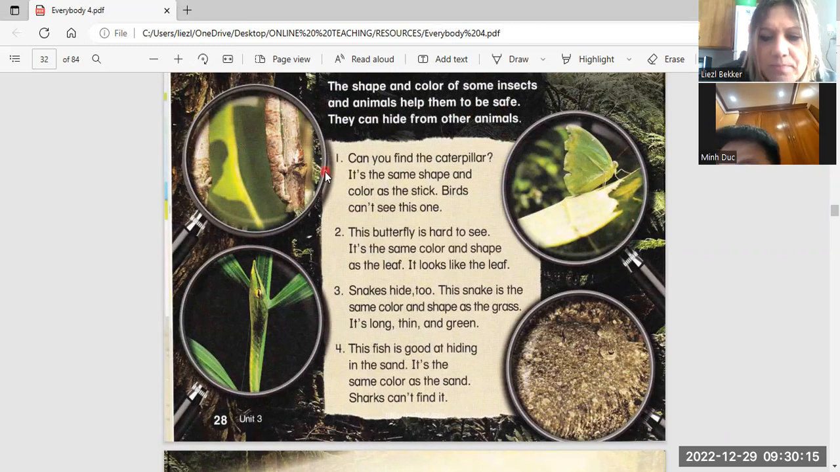Let's read number one. Can I find the caterpillar? It is the same shape and color as the stick. Birds can see this one. This butterfly is hard to see. It is the same color and shape as the leaf. It looks like the leaf. Snakes hide too. The snake is the same color and shape as the grass. It's long, thin, and green. The fish is good at hiding in the sand. It's the same color as the sand. Sharks can't see it.